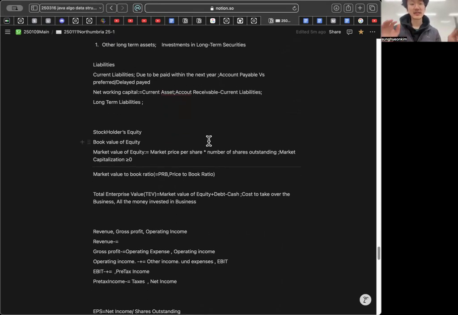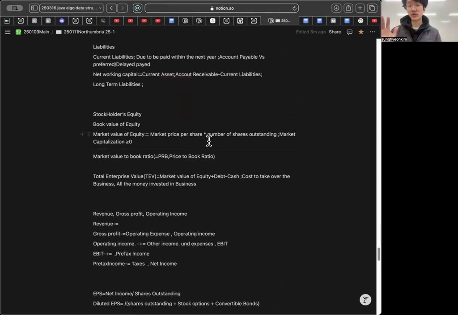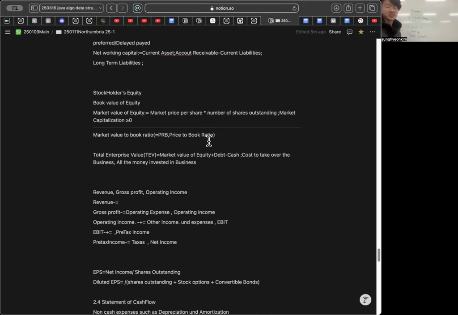For liabilities, current liabilities are due to be paid within the next year. My question is the difference between account payable and deferred or delayed payment. And net working capital is important, which is current assets minus current liabilities. This is the definition, but there are more meanings. But my question is, what exactly is the difference, or what is the meaning of it?